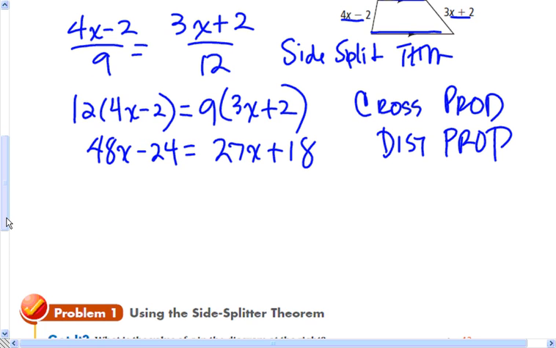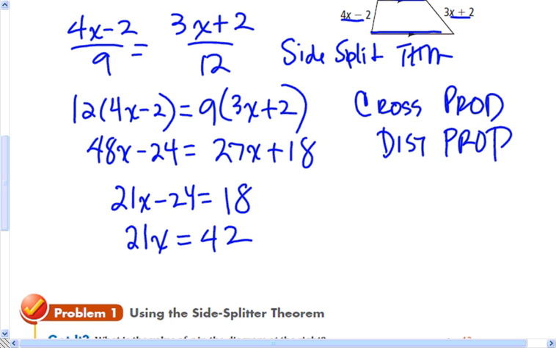Subtract 27x from both sides, and that gives us 21x minus 24 equals 18. Add 24 to both sides, and we get 21x equals 42. Divide both sides by 21, and we get x is equal to 2.